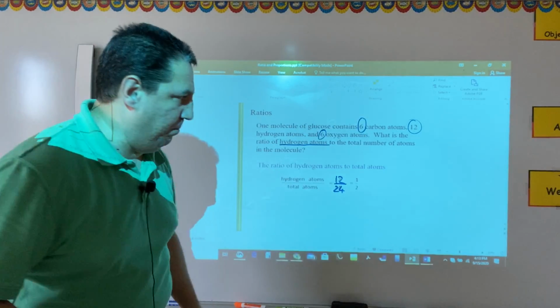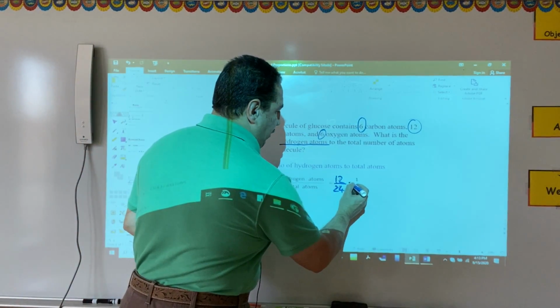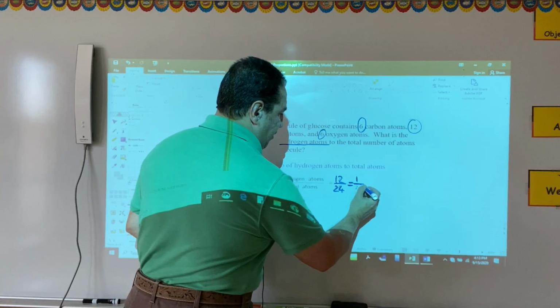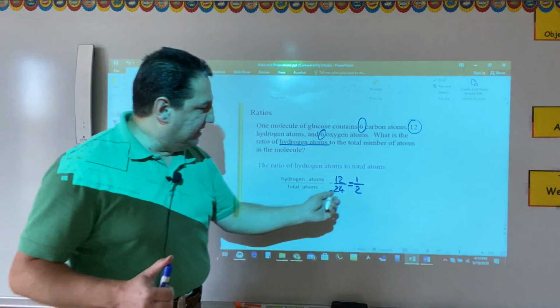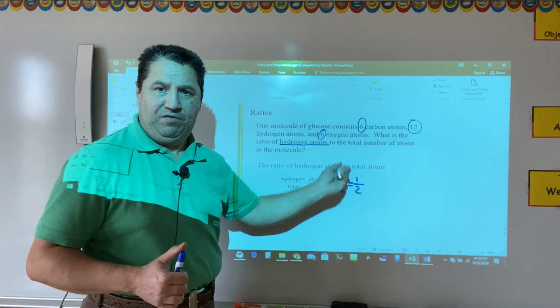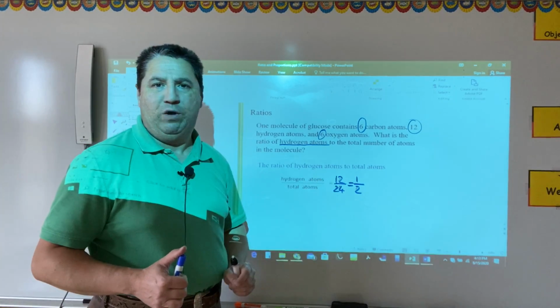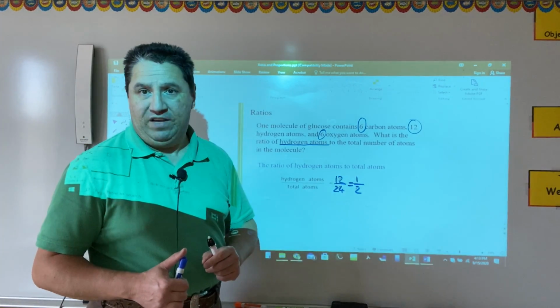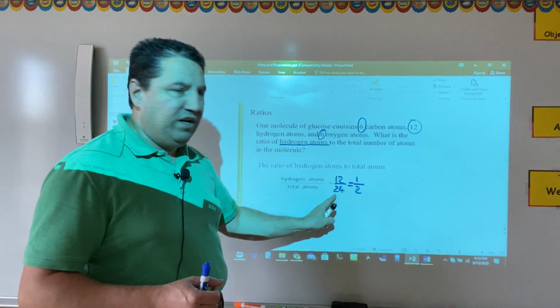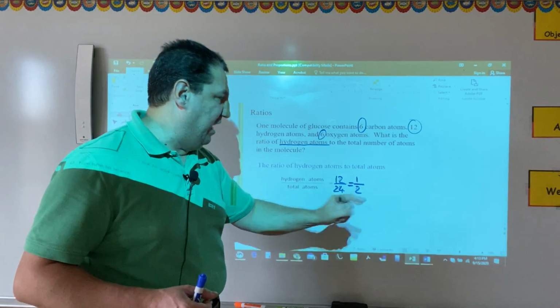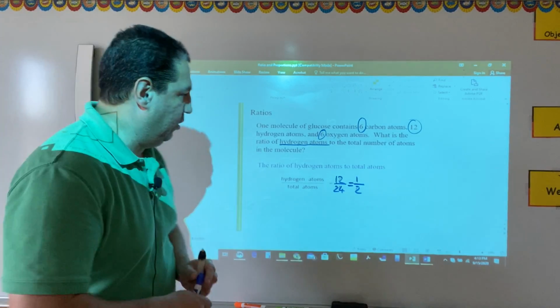And we simplify. If we simplify this fraction, you're going to get 1/2. Why? Because the largest common factor of 12 and 24 is 12 itself. If you divide 12 by 12, you get 1. If you divide 24 by 12, you get 2. Good.